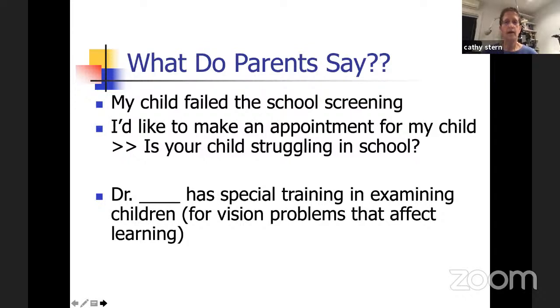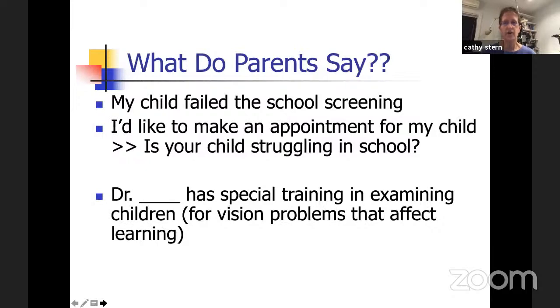So we have here school screenings. Usually it's just a chart on the wall that a child has to try to read. I think in some schools they may have a stereoscope with some cards, so they may be looking a little bit at their phoria or their stereo ability. So it's different in each place. But basically, sometimes the parent gets a letter that their child failed a school screening.